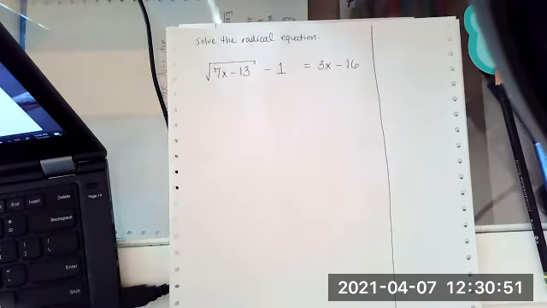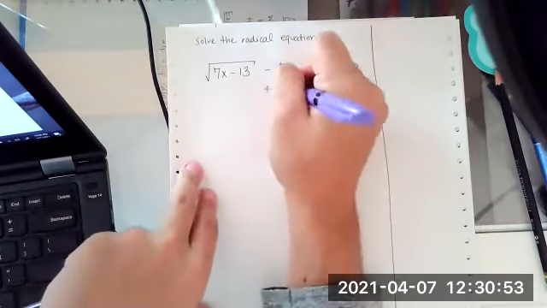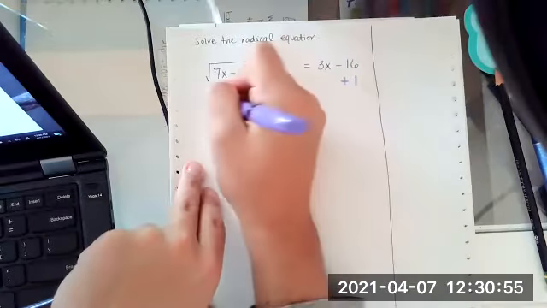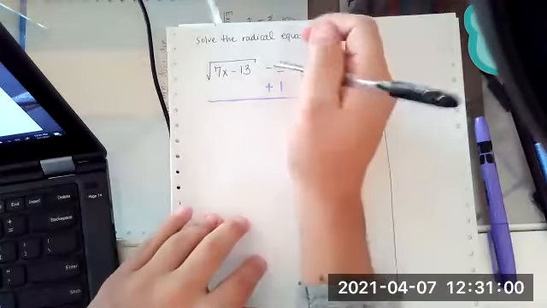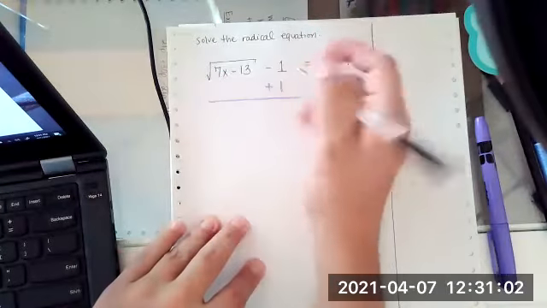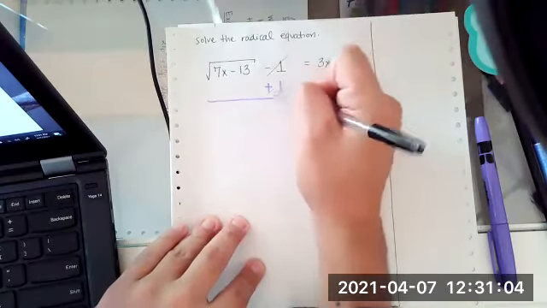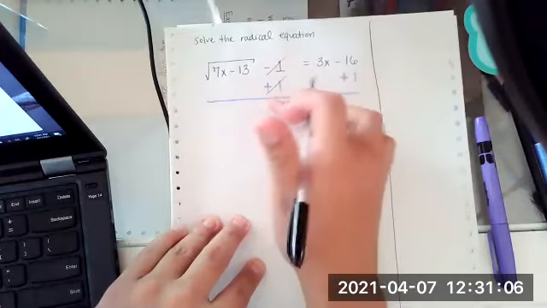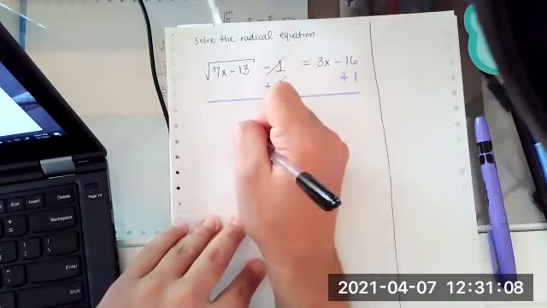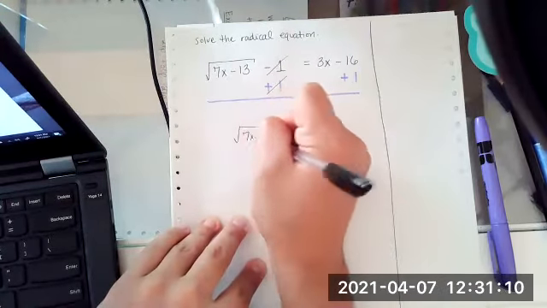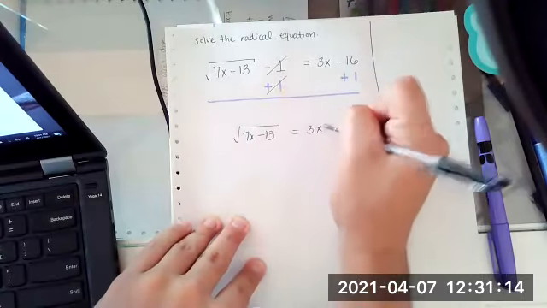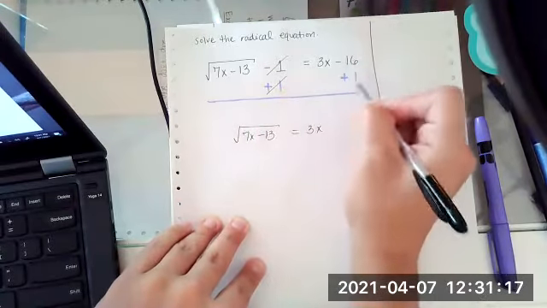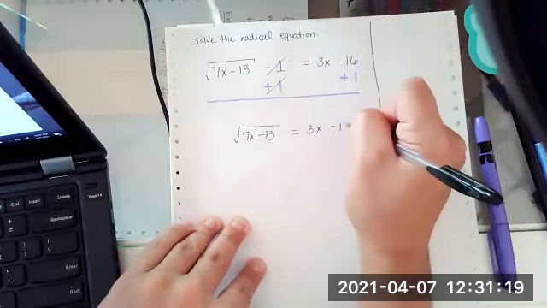Right, exactly. So we're going to go ahead and add that over, like so. Because remember, we want to isolate the radical expression. So by doing this, we can essentially cancel out this 1. Since -1 and +1 give us 0, we've isolated our radical expression, which is this ugly thing. And then this is going to be equal to 3x. And now -16 plus 1 should be -15.